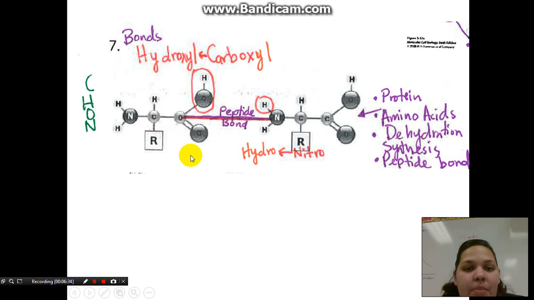The way that the peptide bond forms is important. You get a hydroxyl from the carboxyl group and a hydro from the nitro. So hydroxyl from the carboxyl, hydro from the nitro. Those will make water, and then you have a peptide bond.